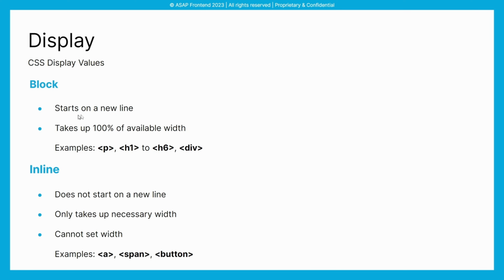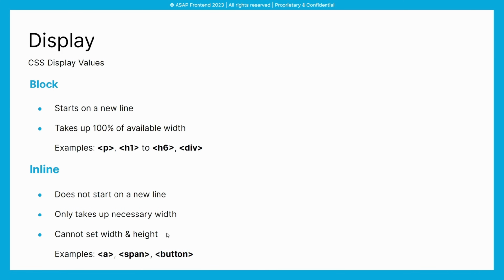Block elements start on a new line and take up 100% of the available width. Some elements that have a display block by default are the P element, H1 all the way to H6 elements, and the div element. Now, inline elements are the opposite. They do not start on a new line and only take up the necessary width.